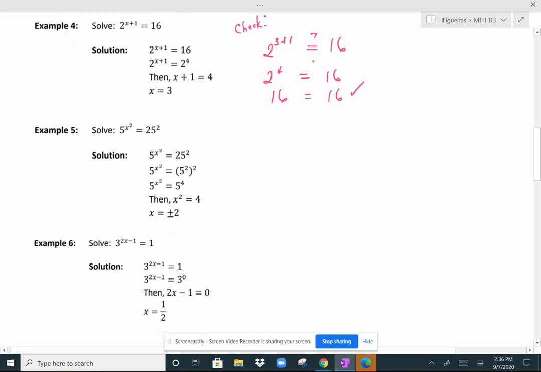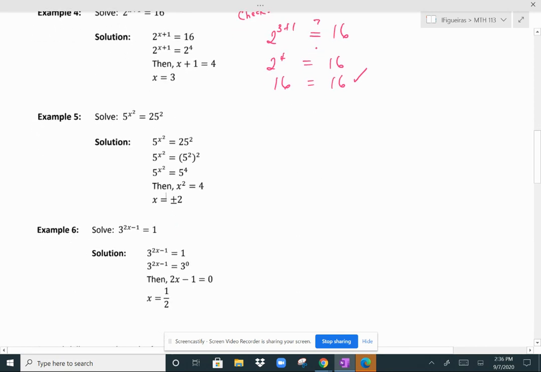All right, so this one might not seem quite as obvious as maybe the last two. Here I have 3 to the 2x minus 1 equals 1.